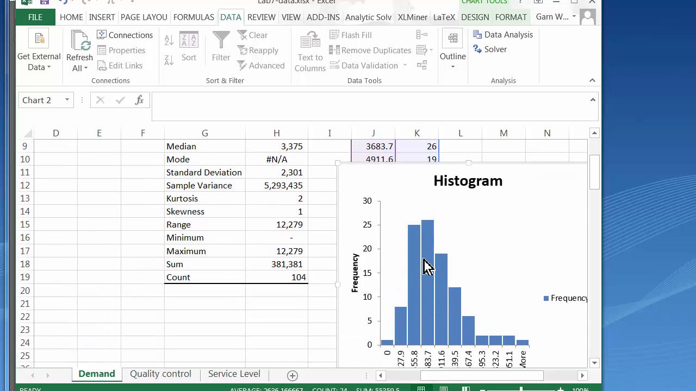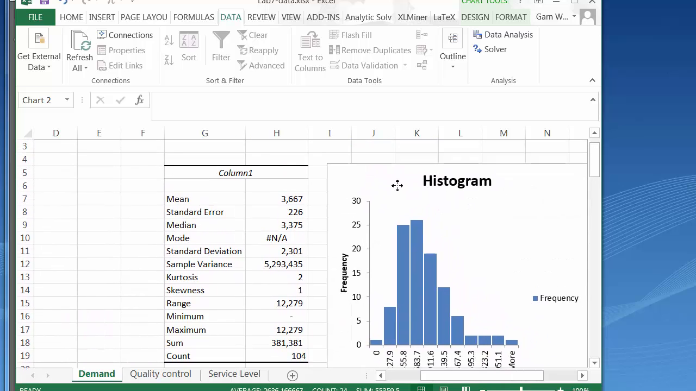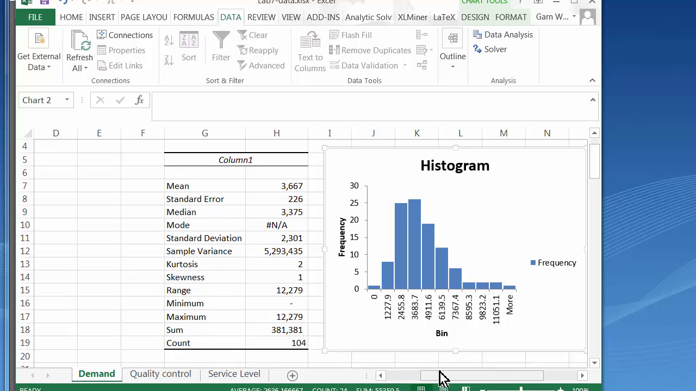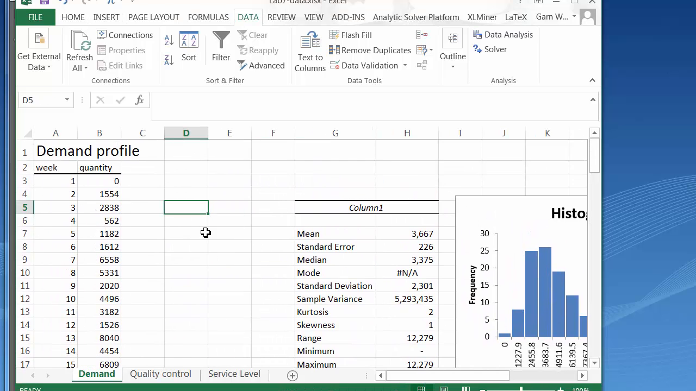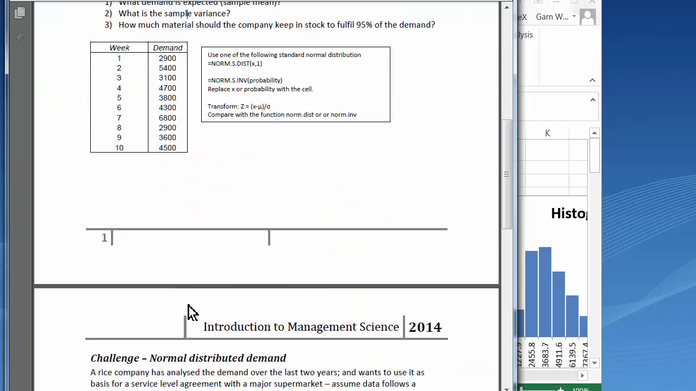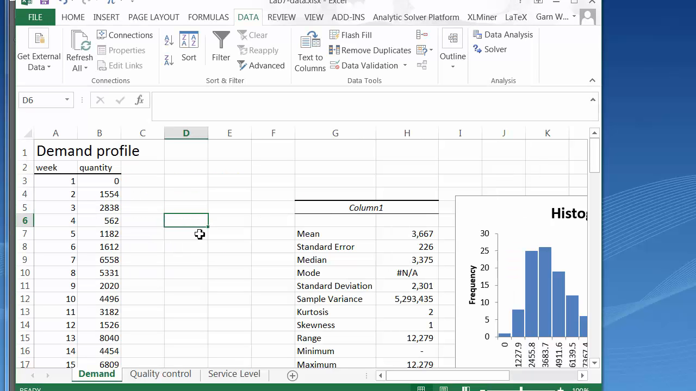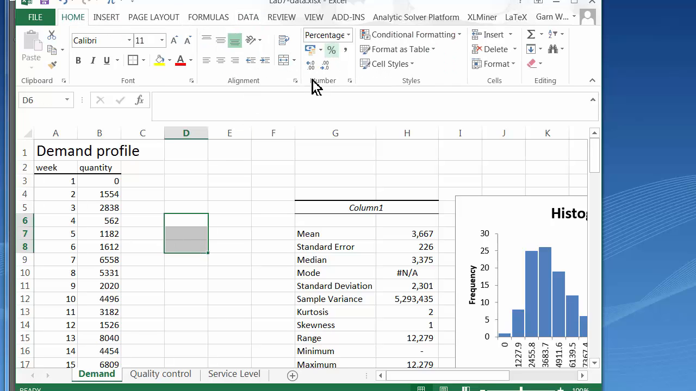So if we give in and say, yes, this is a normal distribution, then we can use the normal distribution function to make certain service level agreements. What did we say in the tasks? We would like to have a look at 90, 95 and 99.7%. So let's format it as percentage: 90, 95 and 99.7.